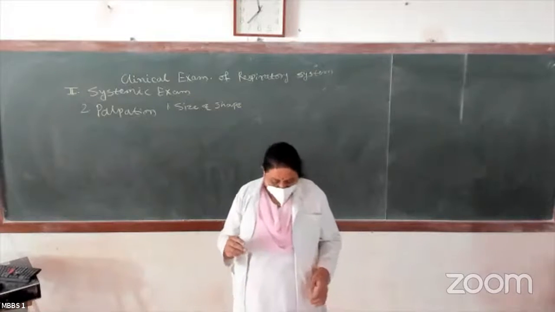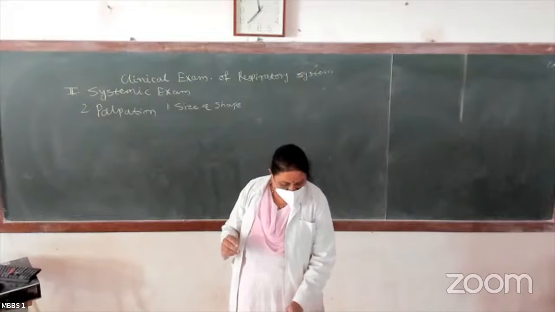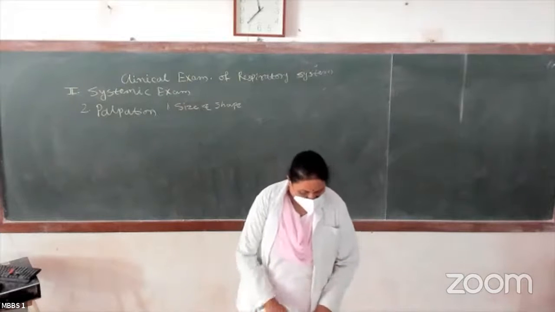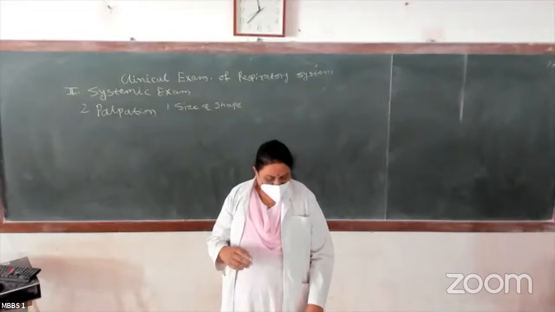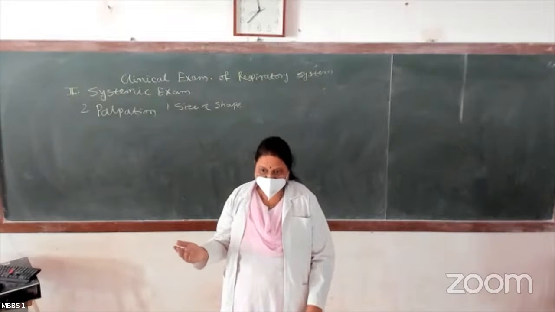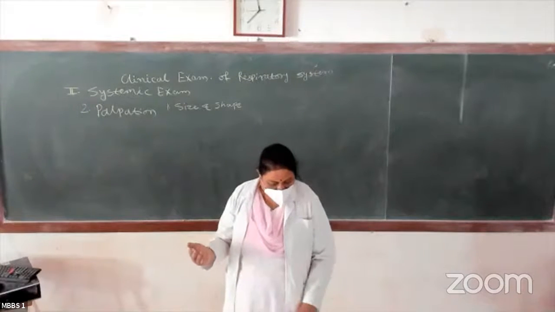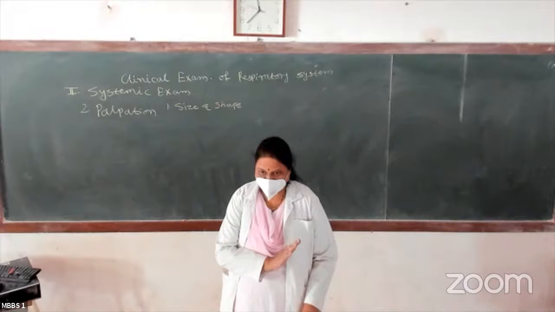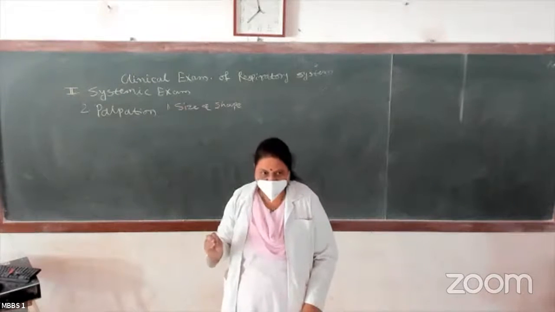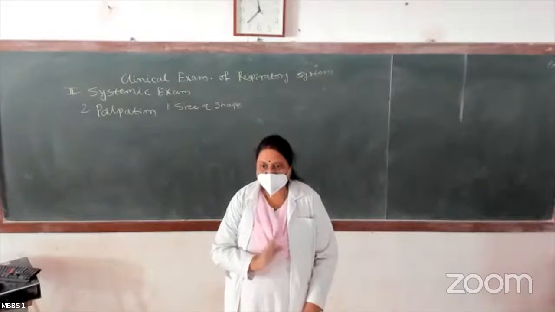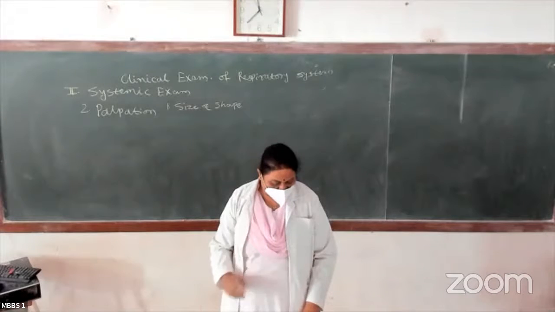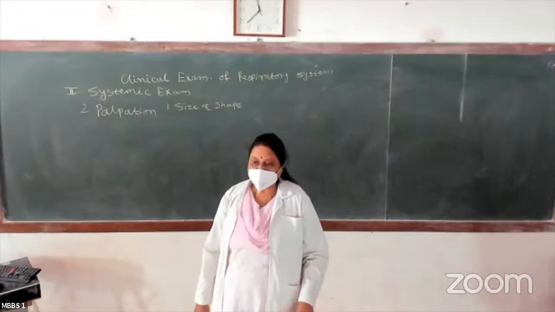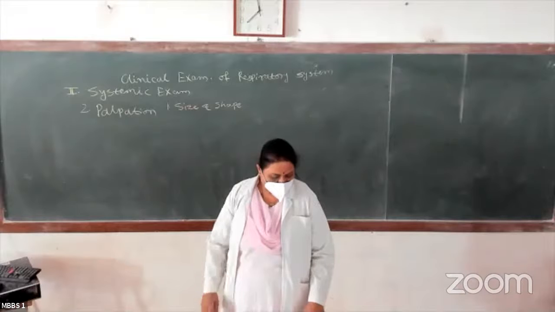In conditions where a shifting of the trachea occurs, the trachea is pushed to the opposite side. Suppose there is a pleural effusion on the right side, the trachea will shift to the left side, away from that condition. That is the same on the left side: pleural effusion, pneumothorax.